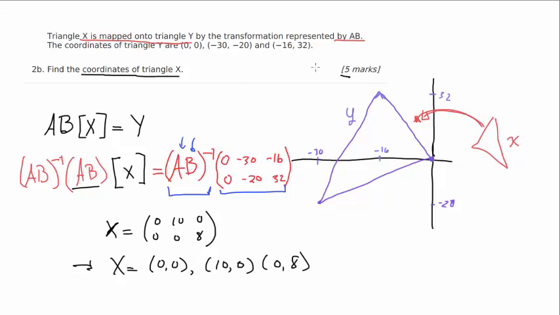The 5 marks, if we go back and look at it, mark number 1 is definitely coming from recognizing that this is what you're multiplying by.